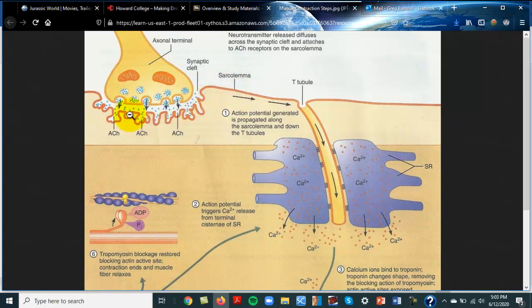Here's the sarcolemma, and when it does that, it's going to depolarize that area, and that wave of depolarization is going to start that way. You're going to have sodium ions rushing into the cell, the charge temporarily reversing across the membrane, and then right behind it's going to repolarize. So it says right here, neurotransmitter releases, diffuses across the synaptic cleft and attaches to ACh receptors on the sarcolemma. And that part that's folded, it's actually called the motor end plate, but it's the folded sarcolemma.